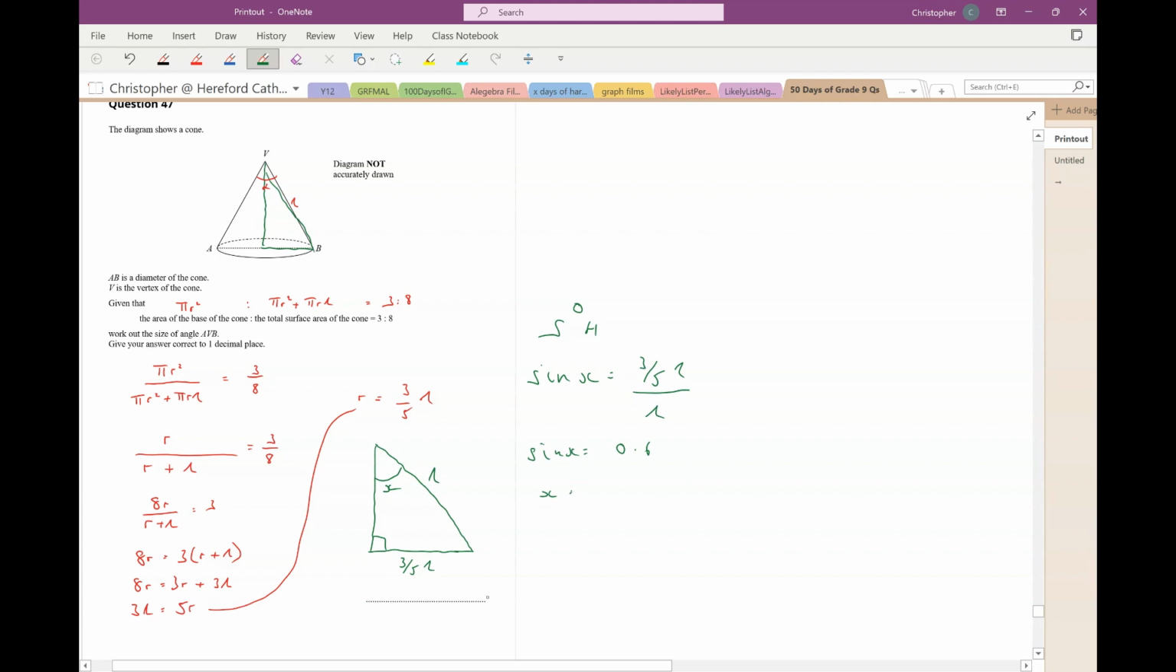So 0.6, shift sine equals, so x is 36.869. So alpha is going to be twice that. Times by 2 equals, and put that answer to one decimal place: 73.7 degrees for alpha.